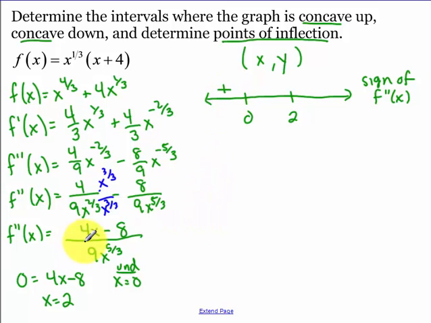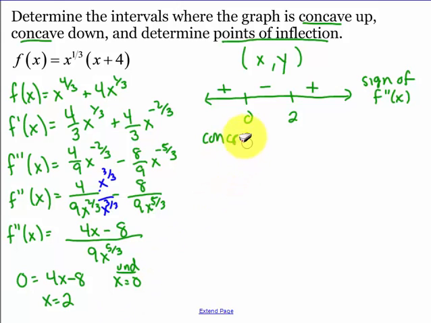Now I plug in 1. Any positive number, my denominator is going to be positive. If I plug in 1 in the numerator, we're going to get a negative. So we are negative on the interval from 0 to 2. And then after 2, if I plug in 3, we have a positive over a positive, so we are positive. So we are concave up.